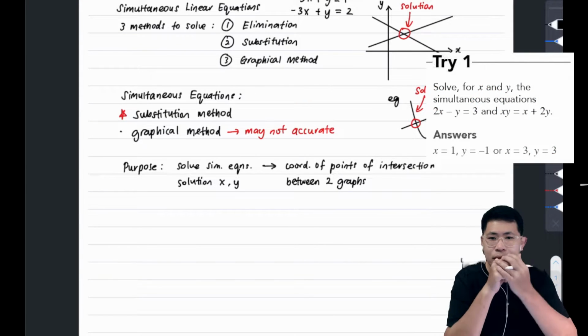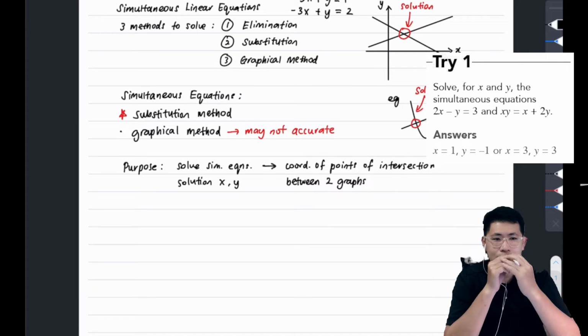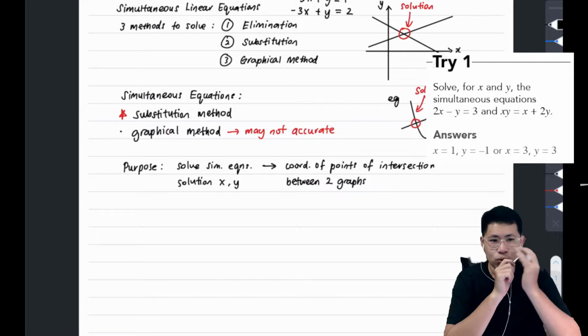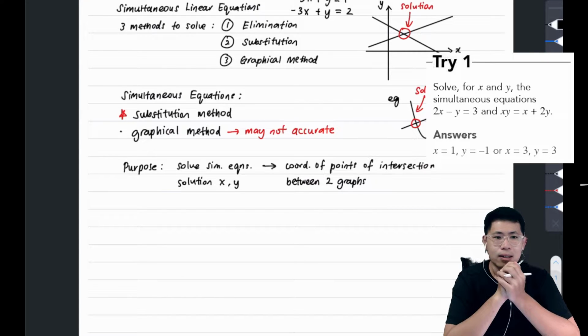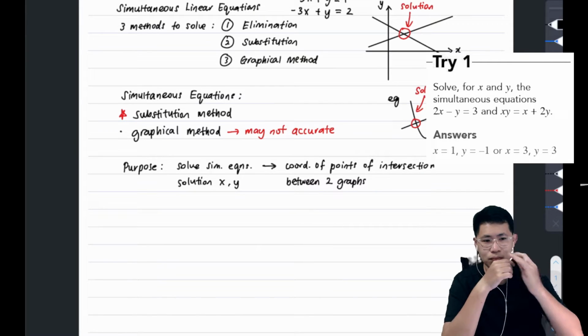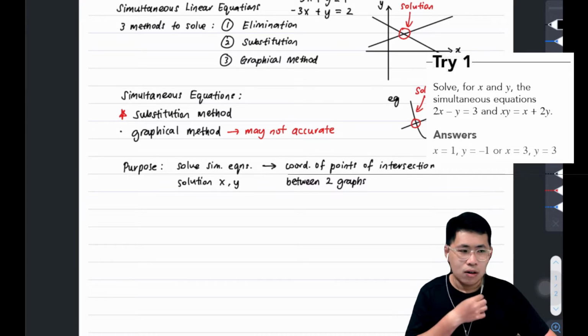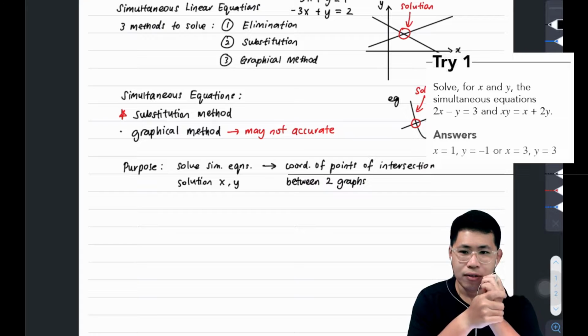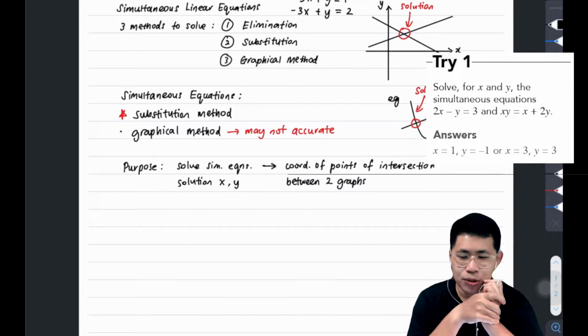Alright, so let's move on to the next, you can see Try One up here. We need to solve for x and y the simultaneous equations: 2x minus y equals 3 and xy equals x plus 2y.